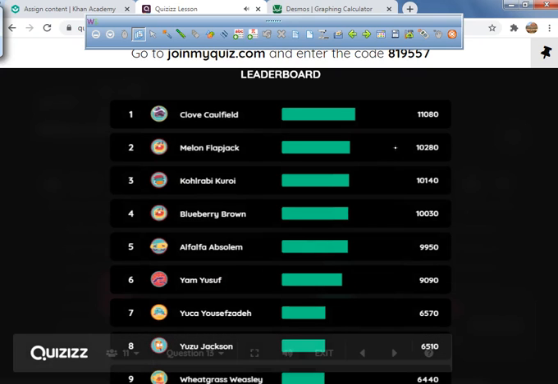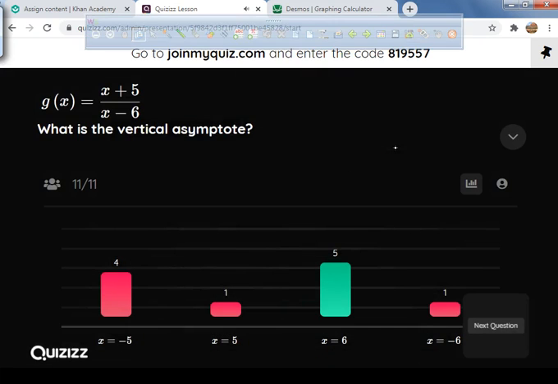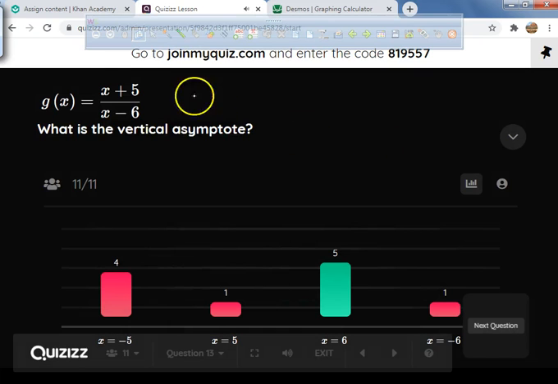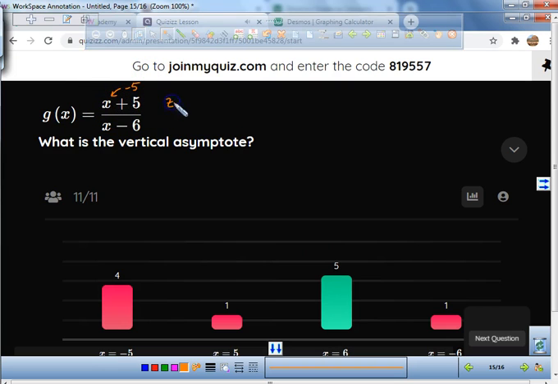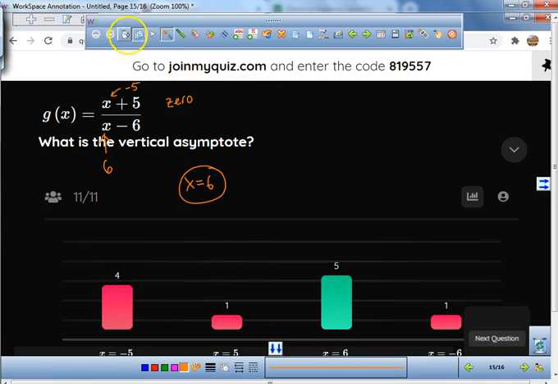You're 1 off, huh? That stinks. All right. So, by the way, quick question. What was negative 5? What does that do? That's called the zero of the function. But what number would you plug in there to make it equal to 0? A positive 6. So that's why the answer is the vertical asymptote would be x equals 6.